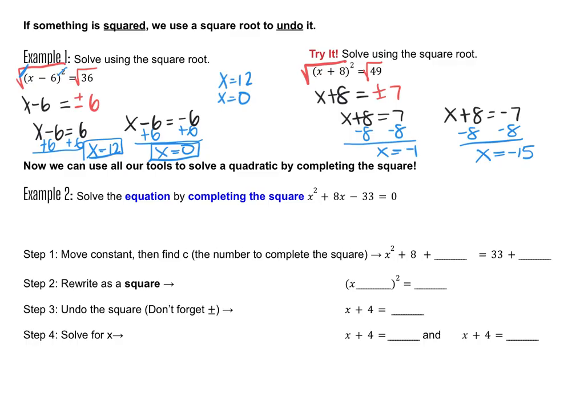So in example 2, I want to start by getting rid of the minus 33 by doing the opposite operation, to add 33. So this is going to give me x squared plus 8x. I know that I'm going to end up adding something on both sides, so I want to put a plus and a box equals 33. And I don't want to forget to add the box on both sides. So that is step 1. I am moving the constant so that I can find the C number.